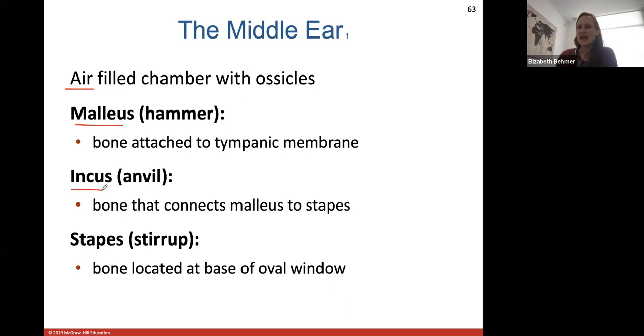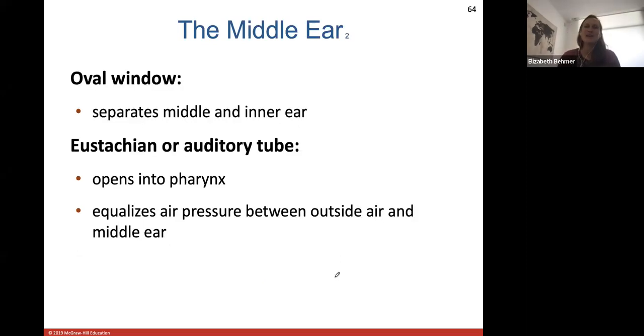The incus, the anvil, is the bone that connects the malleus to the stapes. And the stapes looks like a little stirrup, what you would see on a saddle if you've ever ridden a horse. This is the bone that is located at the base of a very thin membrane, what we call the oval window. And we'll go through what that is. The oval window is just a thin membrane that separates the middle and inner ear.